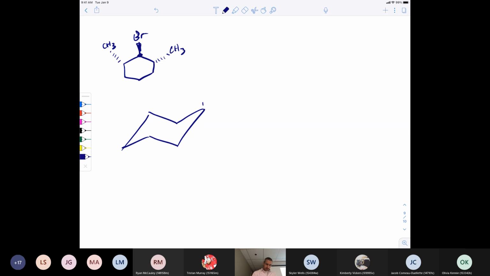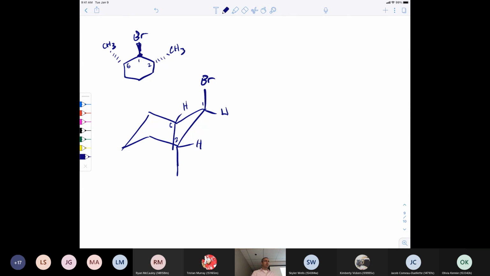And let's say this is carbon 1. Bromine is up. On carbon 2 and carbon 6, the methyl is down on carbon 2, the methyl is down on carbon 6. Don't like how I drew that. Let's draw it like that. And it's got a hydrogen here and a hydrogen here.